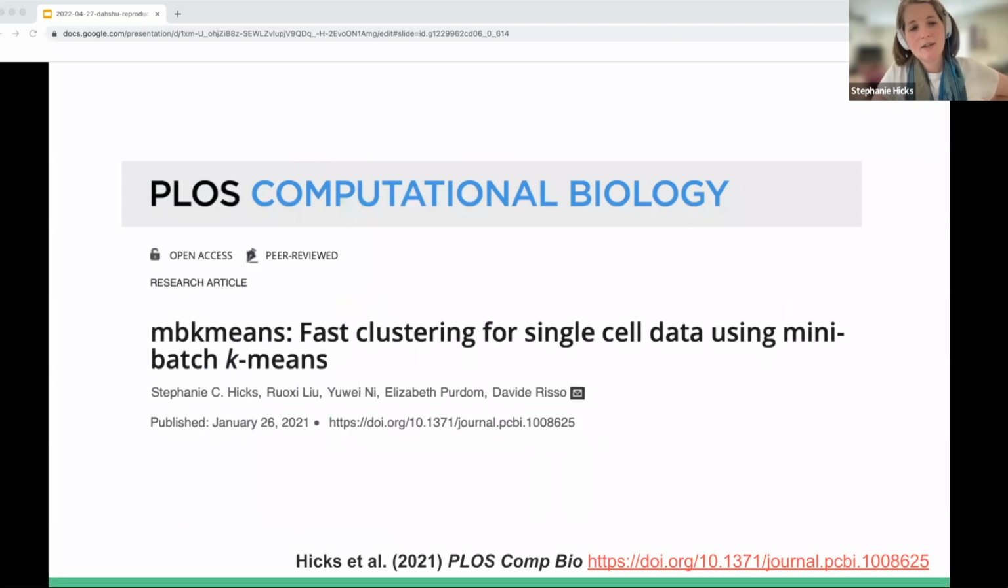If you're interested in learning more about the methodology or the package, I encourage you to check out the paper that's available in PLOS Computational Biology.